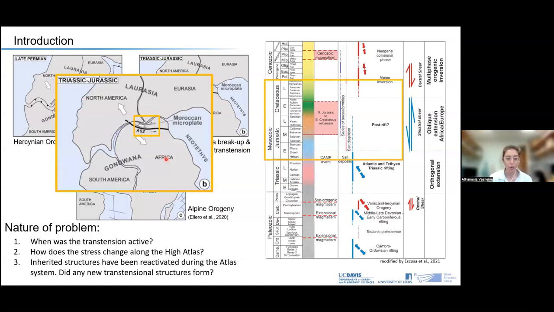and we are going to try to answer the questions: when was the translation active? How does the stress change laterally in the High Atlas? And also, we have the inherited structures, and we are going to try to see if they were active, and if we have newly formed structures as well. And also, I would like to mention that we have Middle Jurassic to Early Cretaceous volcanism, which is not well dated, so I'm going to talk about this later in the slides.